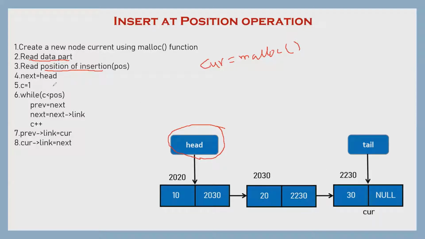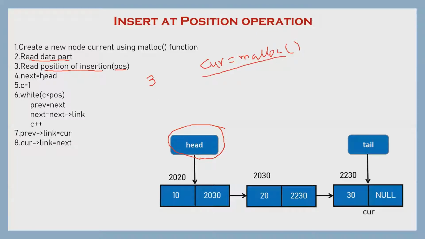That's why to insert a new node at a particular position, first we need to move the pointer from head node to the position 3. First we need to move the pointer to the third position. Once we reach the third position, now we can break the link between the second node and the third node. So in the third position, we can place the new node that is called as current node.